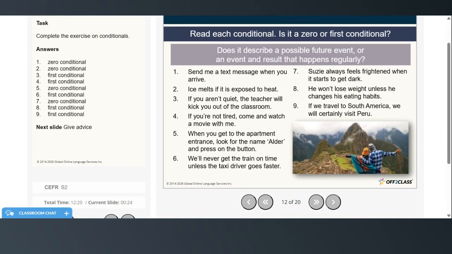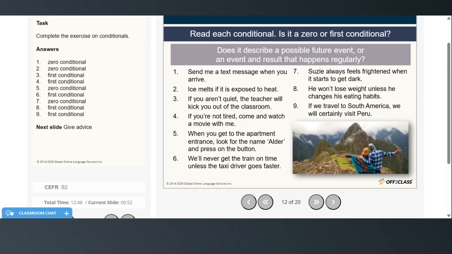So send me a text message when you arrive. That's a 0 conditional. Ice melts when it is exposed to heat. That is 0 conditional. If you aren't quiet, the teacher will kick you out of the classroom. That's first conditional. If you're not tired, come and watch a movie with me. First conditional. When you get to the apartment entrance, look for the name Alder and press on the button.